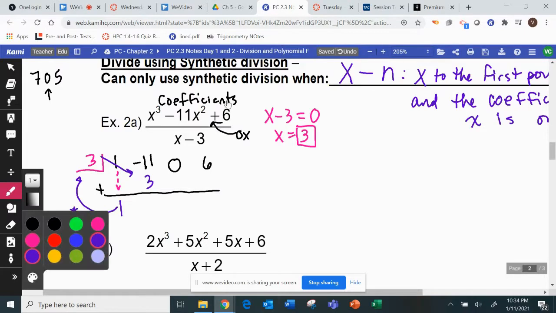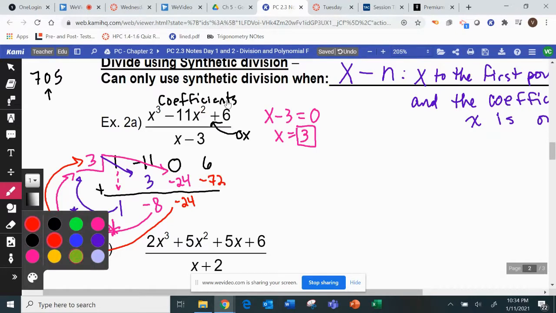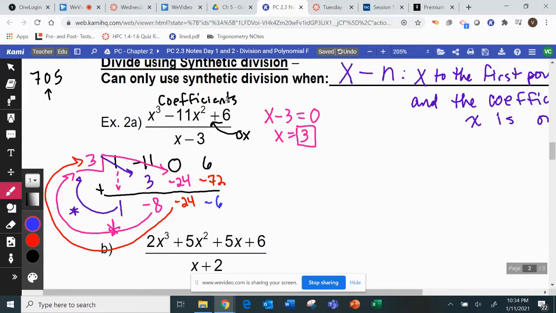Now we add. So negative 11 plus 3 is negative 8. So now I multiply that and we put it under the next number, a negative 24. Then we add that together and I get negative 24. Then we multiply that, negative 72. And we add it together with the 6 and we get negative 66.